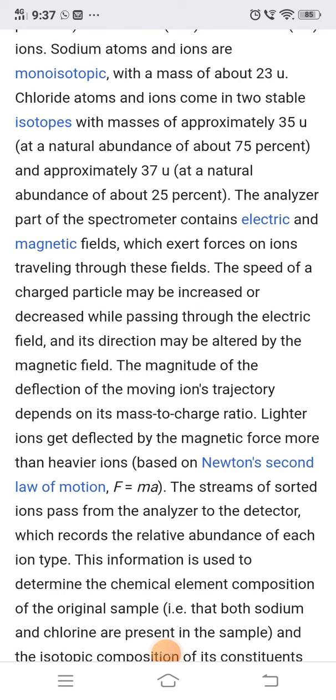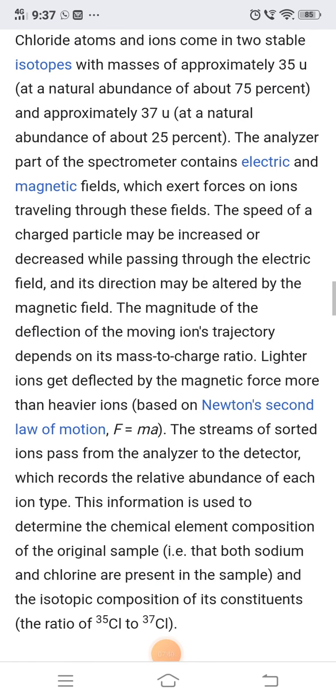The speed of the charged particle may be increased or decreased while passing through the electric field, and its direction may be altered by the magnetic field. The magnitude of the deflection of the moving ion's trajectory depends on its mass to charge ratio. Lighter ions get deflected by the magnetic force more than heavier ions.